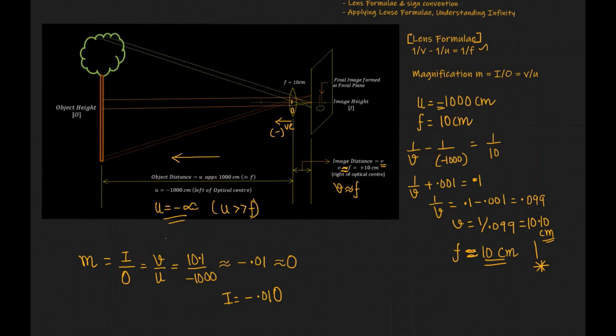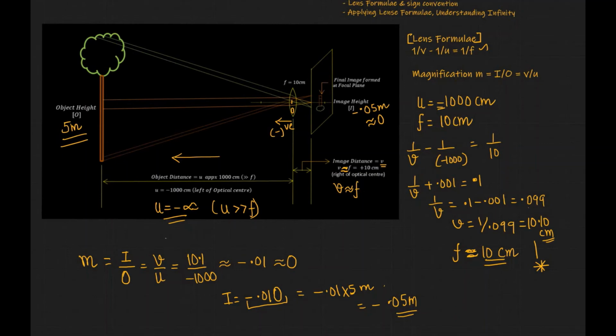Oh, wait a minute. So why did I say the image is minus 0.01? Actually, I said minus 0.01 the size of object. What this means is if your object is 5 meters, your image size will be minus 0.01 into 500 centimeters. Let's keep it in meters. That's minus 0.05 meters, or approximately we can say this is 0 when you compare it with the size of the object.